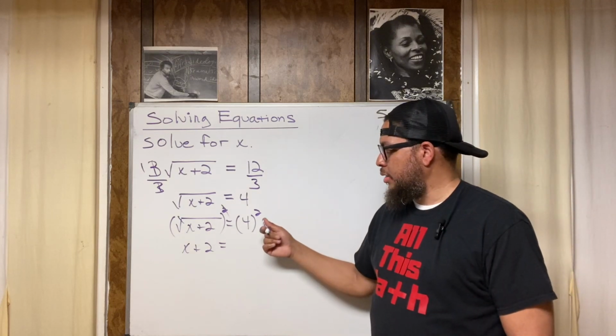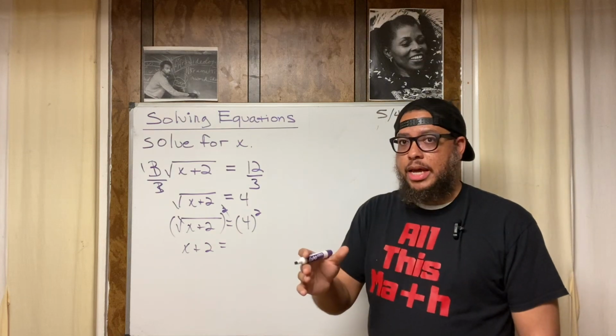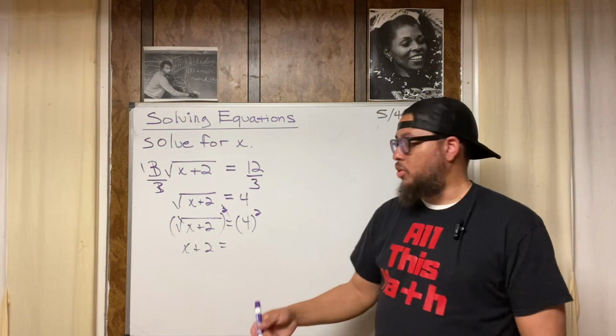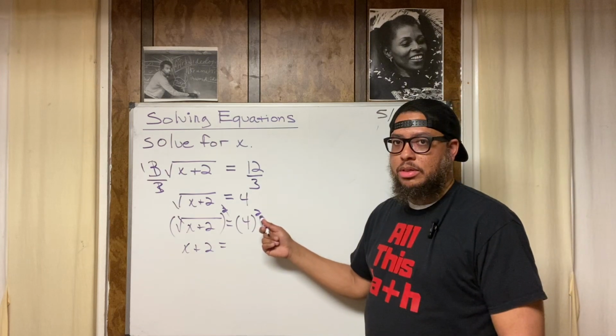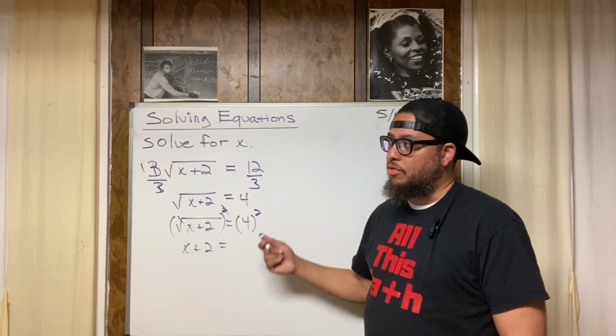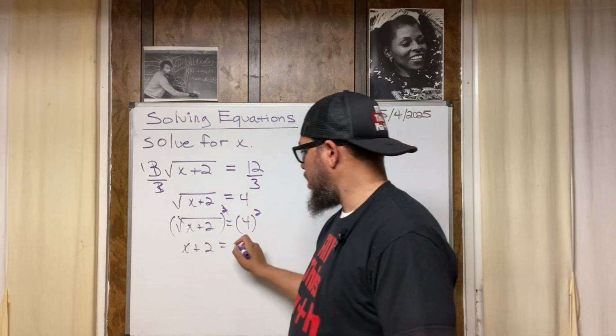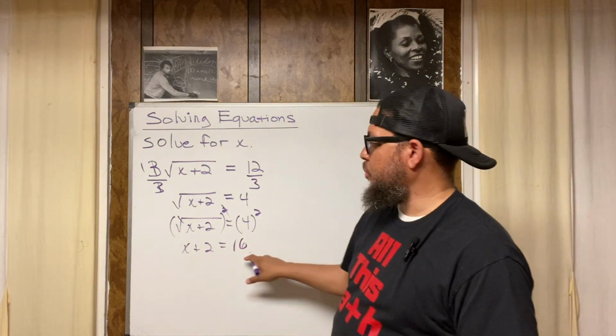So 4 squared, the long way to say that is 4 times 4. The long way to write that would be 4 times 4, but we don't want to write 4 times 4. So we write 4 to the second power, right? It's like slang. If you understand the slang, you're going to be all right. So 4 squared is 16. Now we've got x plus 2 equals 16.